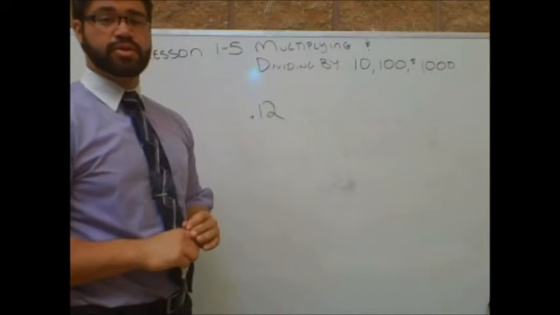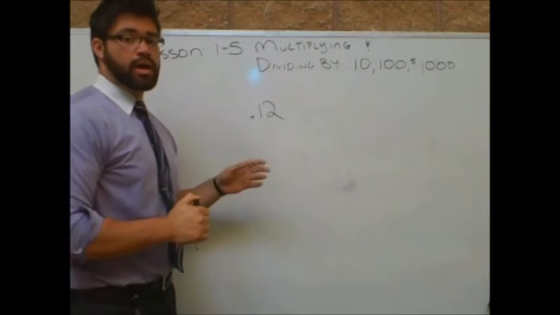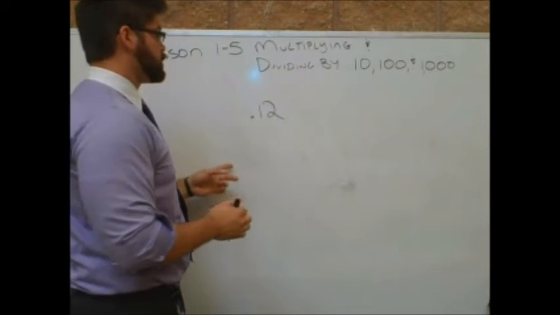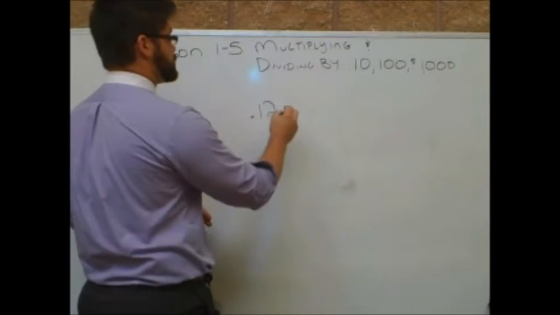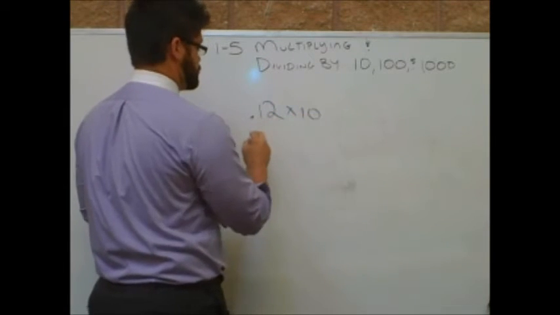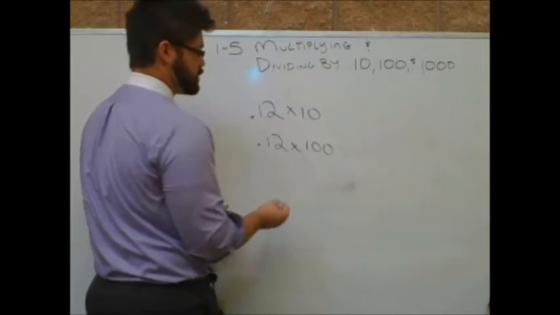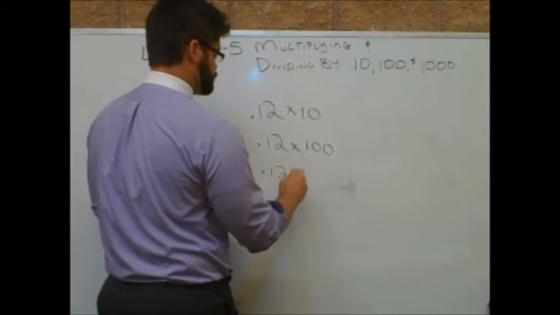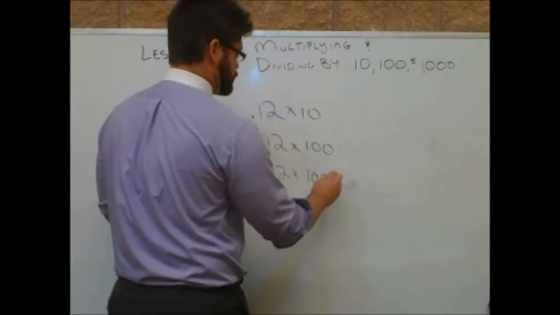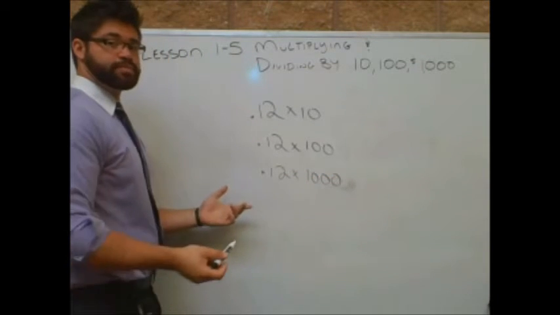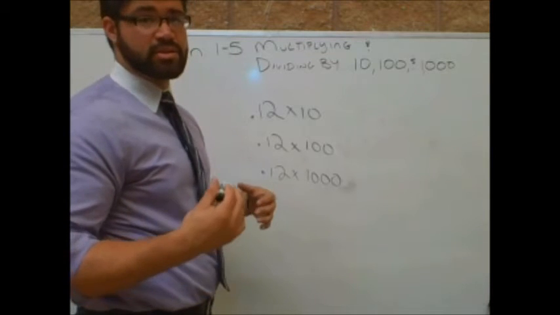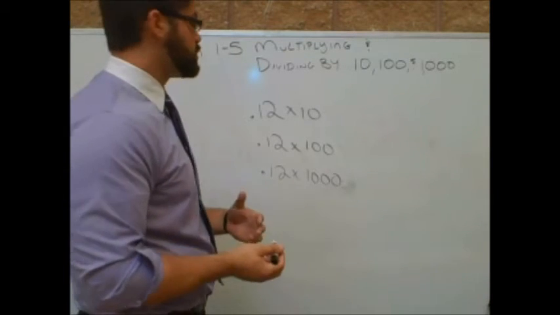If I were to write 12 hundredths on the board, how could we get this looking if we did it times 10, times 100, and times 1,000? This time when I do it, I'm going to keep the decimal points lined up so we can kind of get a visual of that.